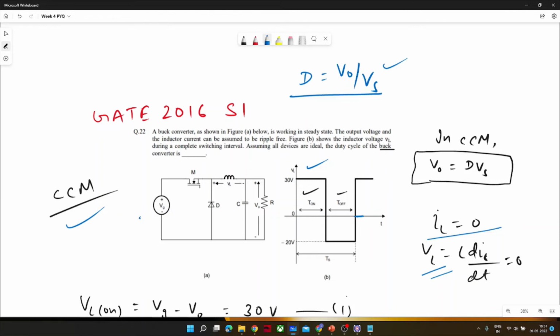We are not given Vg, we are not given V naught. So we have to know the value of Vg and V naught to calculate the value of duty cycle. But we know VL during T on. T on means when this switch is on. So when the switch is on, what is the value of VL? Can anybody tell me?